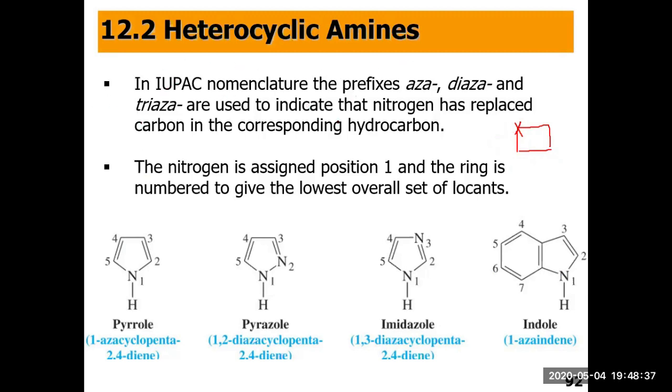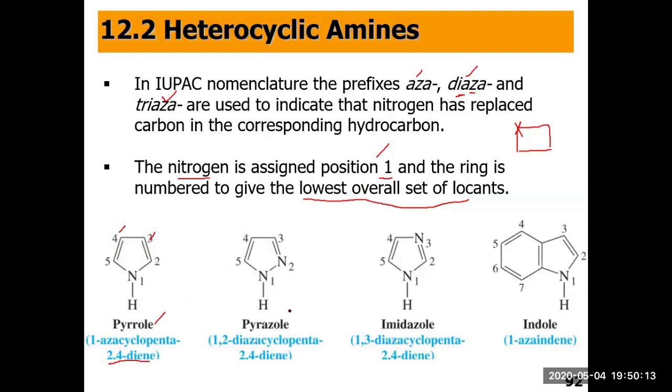Now, in IUPAC nomenclature, we use the prefixes aza, or diaza if you have 2 nitrogen atoms, or triaza if you have 3 nitrogen atoms. For heterocyclic amines, the nitrogen atom is assigned the position number 1, and the ring is then numbered in such a way that you give the lowest overall set of locants. So for example, in this case, you have your 5-membered ring, and we have here a nitrogen. So the name for this molecule will be 1-aza-cyclopenta-2,4-diene.